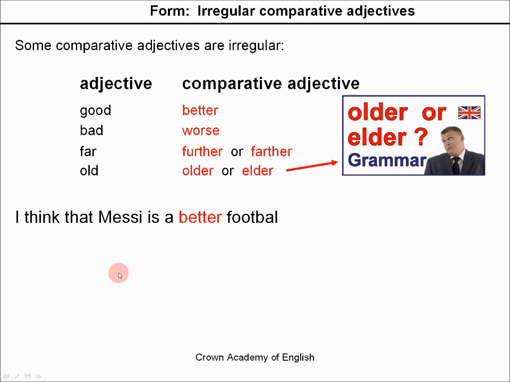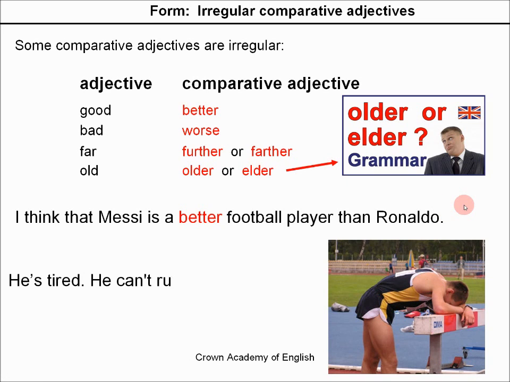Examples of irregular adjectives. I think that Messi is a better football player than Ronaldo. Better football player. This is the noun, and this is the comparative adjective. He's tired. He can't run any further. Okay.